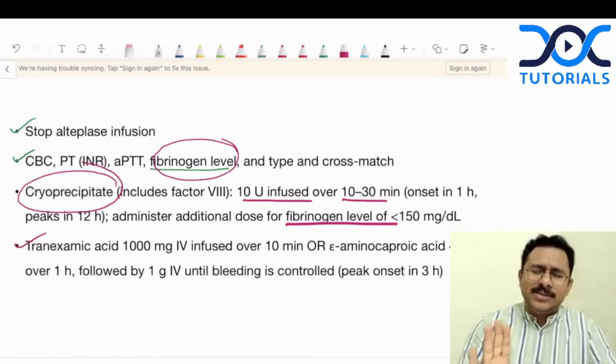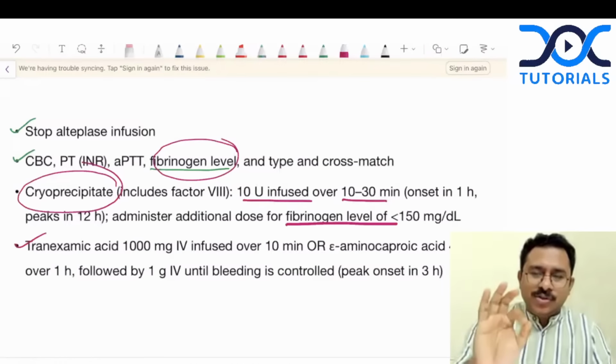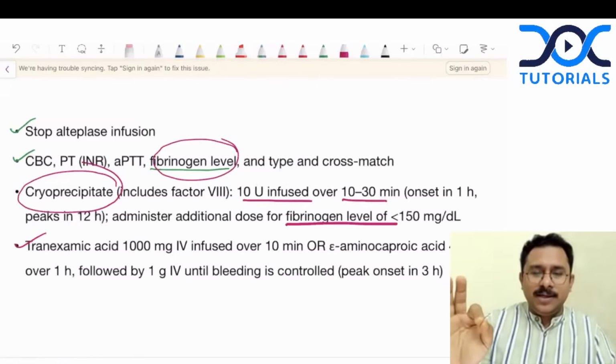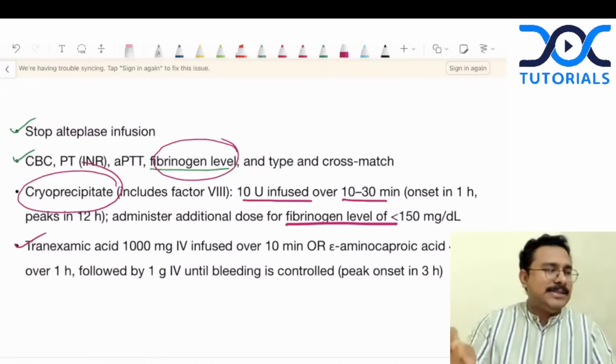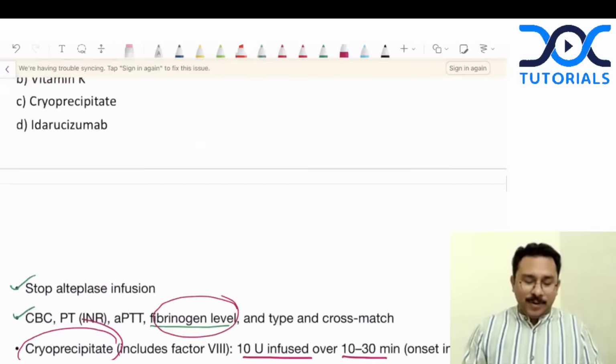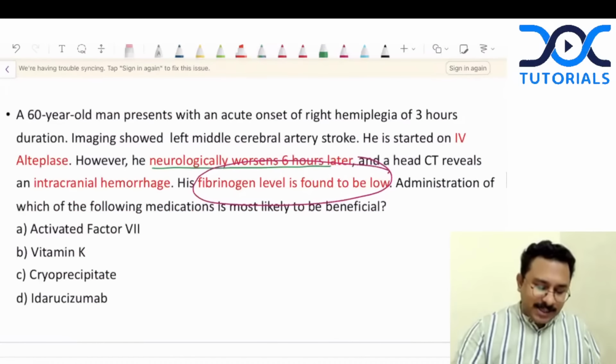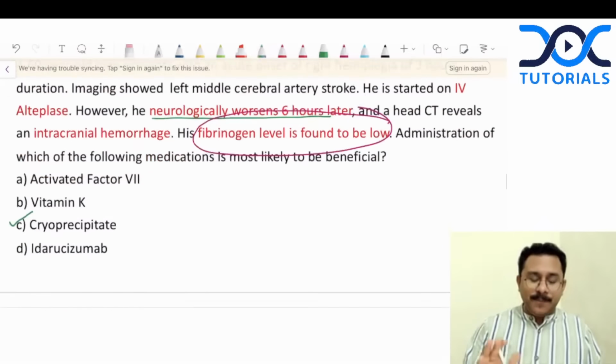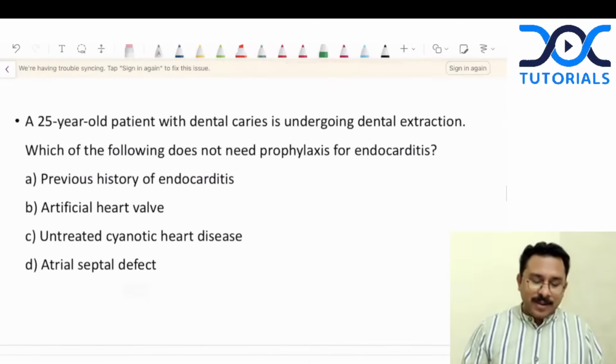My dear students, just remember this. Post-thrombolysis bleed, most important drug, cryoprecipitate. If cryoprecipitate is not available, either tranexamic acid or epsilon aminocaproic acid. So what is going to be the answer here? Cryoprecipitate. Okay, right. Let's go to the next question.